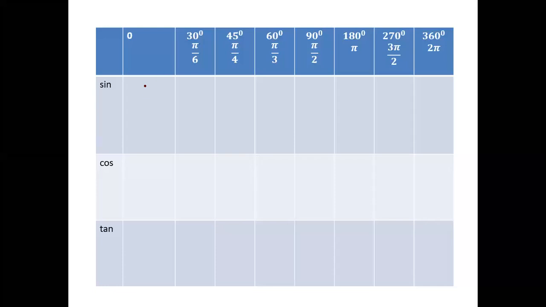So for sine, what you have to do? The trick is only this much. First, you write 0, 1, 2, 3, 4. And then you just divide it by 4. Once you divide it by 4, what you'll get? You'll get 0, 1 by 4, 1 by 2, 3 by 4, 1.